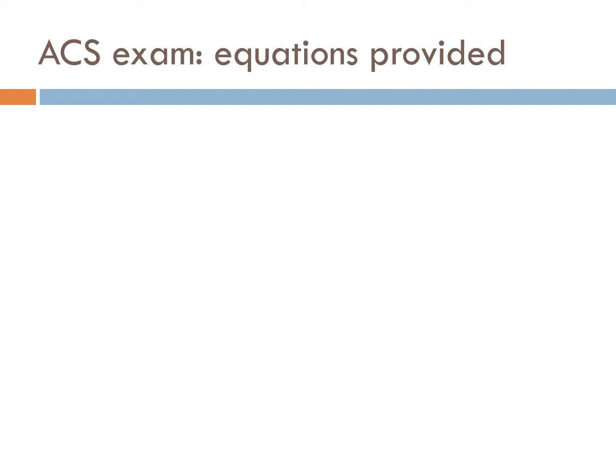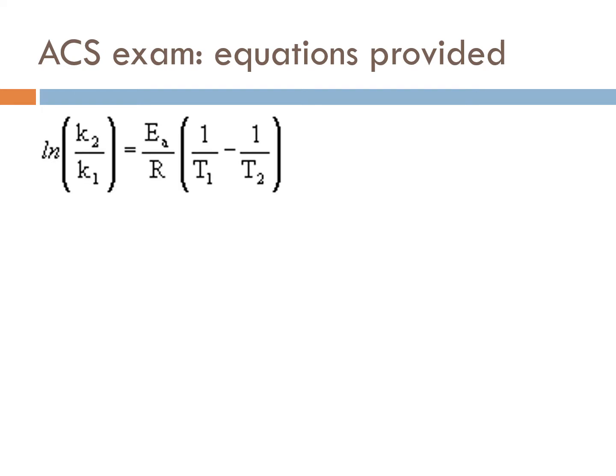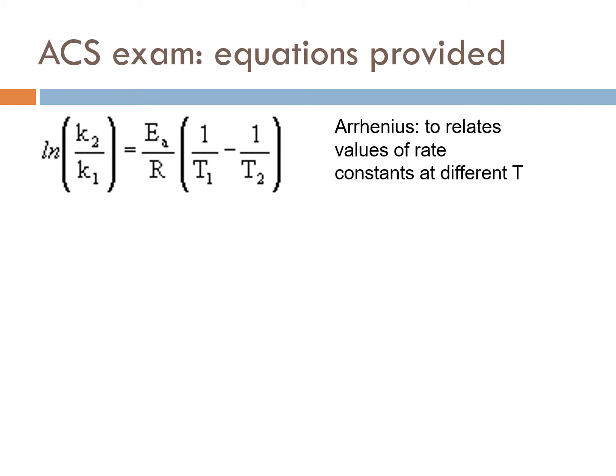So what equations are you given? It's important that you are able to identify what the equation is and when to use it. So you're going to see this equation. This is Arrhenius in the two-point form. What's the effect of changing the temperature from T1 to T2 on the kinetic constants K1 and K2? So this is Arrhenius. Where can you get tricked? Let's say, where can you make a mistake here.